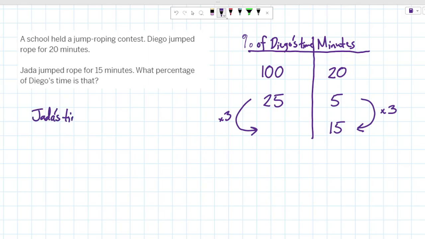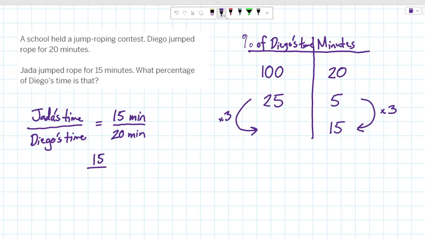You might have noticed that 15 and 20, so let's think about Jada's time. The ratio of Jada's time to Diego's time would be 15 minutes over 20 minutes. And what if we wrote 15 over 20 as a decimal? This is something that's worthwhile to think about, because we would have 15 over 20.